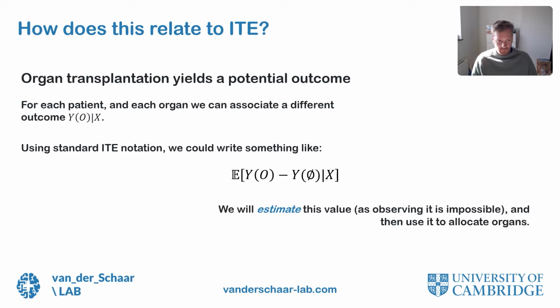So we will have to estimate this value because observing it is impossible. We cannot only observe transplant or no transplant, but because there are so many different types of organs, we cannot observe either transplantation for all these types of organs. We will then use this estimate to allocate organs more efficiently.